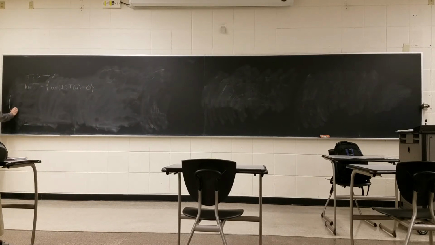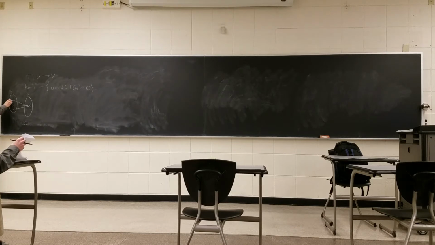So if we look at this, this is U, this is V, and we have some elements that go to 0. Of course, it's a linear transformation, so 0 will always go to 0, right? The question is, does other stuff go to 0? So in this example, we might have a vector A and a vector B. They all go to 0.